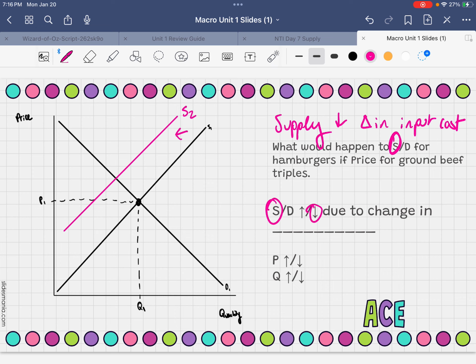Supply shifts to the left. We find our new equilibrium. Our old demand didn't change. New supply did change. Go over, that's our new price, P2. Go down, that's our new quantity, Q2. P goes up to P2. Q goes to the left to quantity 2. And all of a sudden, oh, we said input cost for this, didn't we? I can come over here and label. Price went up. Quantity shifted to the left. Left is less. That is down.